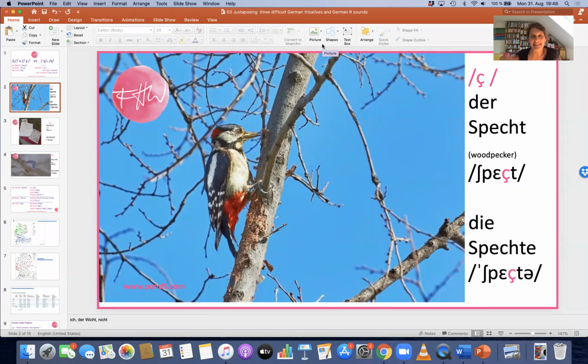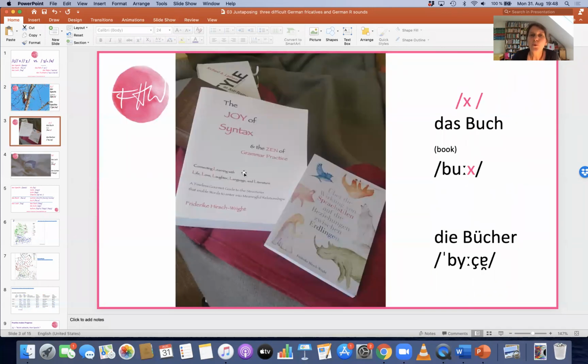Okay, so Specht. Moving on to the next sound. Buch.